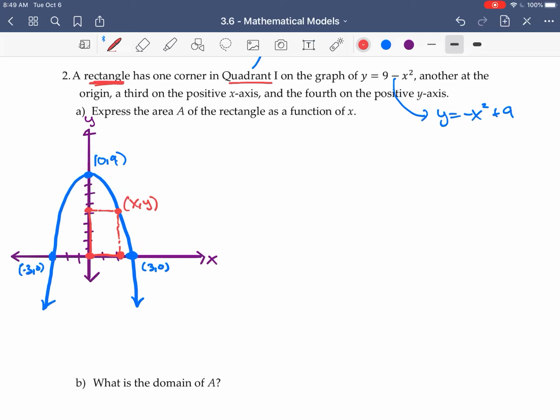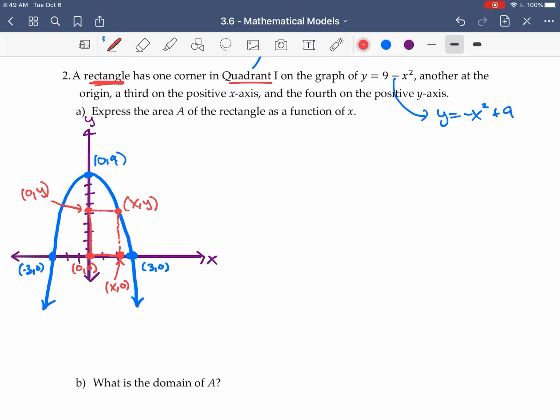The origin obviously has coordinates (0, 0). Now we can talk about these points, the coordinates, in reference to the point (x, y). Notice that the one down here has the same x-coordinate, but it's on the x-axis, so the y-coordinate is 0. So this one has coordinates (x, 0). Similarly, this one has the same y value, but because it's on the y-axis, the x is 0, so it's going to have coordinates (0, y). So that's our rectangle.